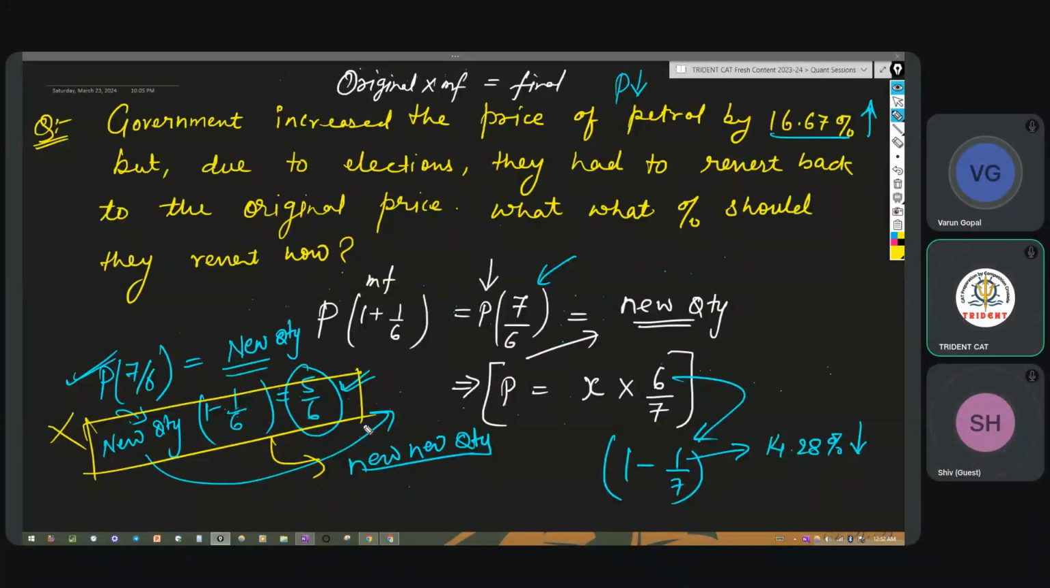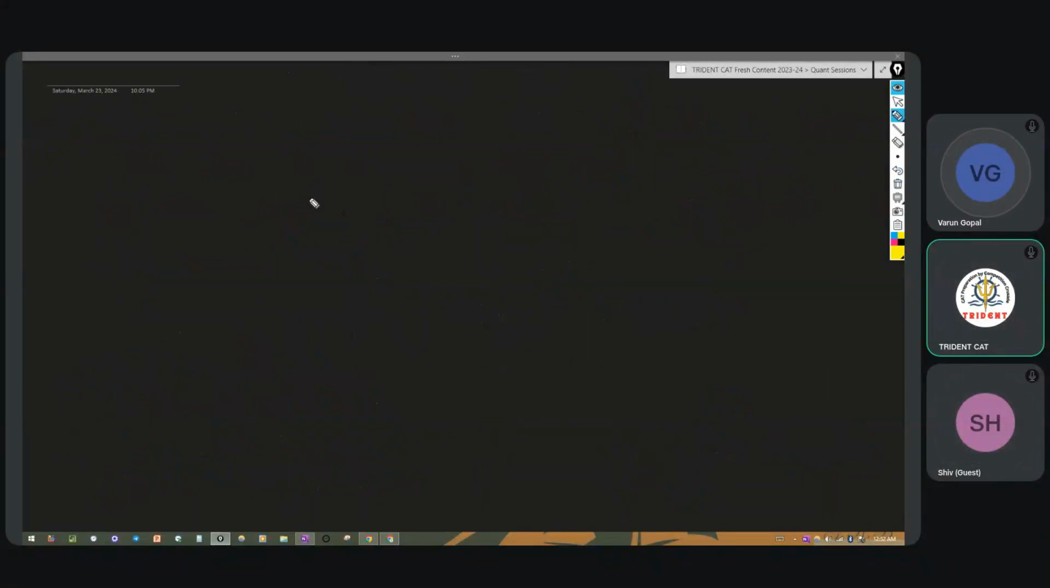Yes, sir. And maybe I can take another example also. Varun, you were saying something, 20%, 25%. Tell me. Let's say 100 into 1.2, that's 120. And how much of 120 is 100? Is that 20% or... It should be decreased so that we can get 100.